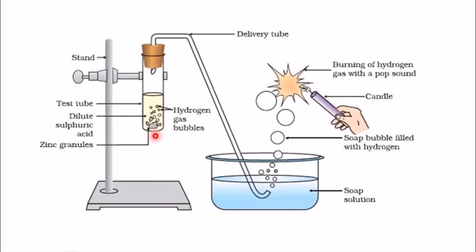Here we have taken zinc granules and sulfuric acid. When zinc granules combine with sulfuric acid, hydrogen gas is evolved, and this gas passes through the delivery tube into the soap solution. If you want to know that the gas is passing, you will see some bubbles arise, and if you bring a lit candle near the gas, you might see the burning of hydrogen gas with a pop sound. So this is the reaction of metals with acid.